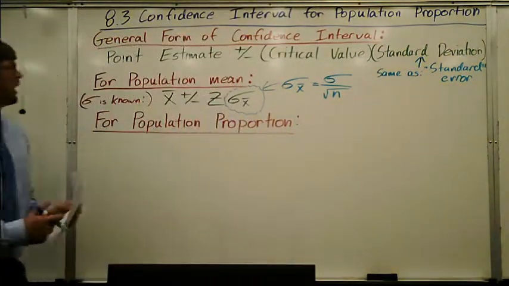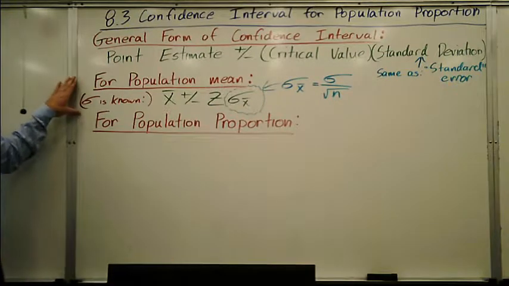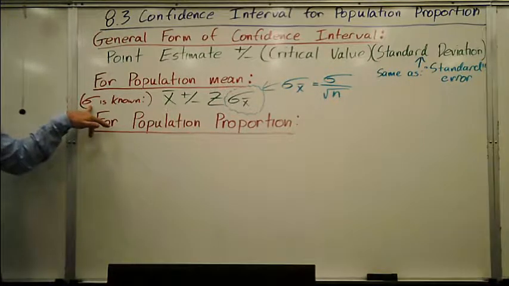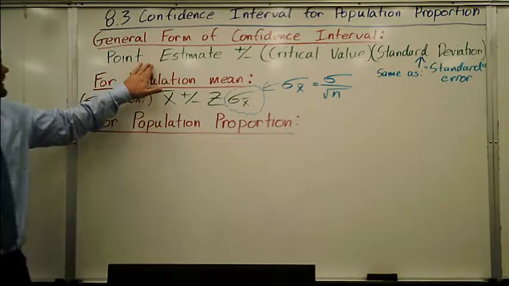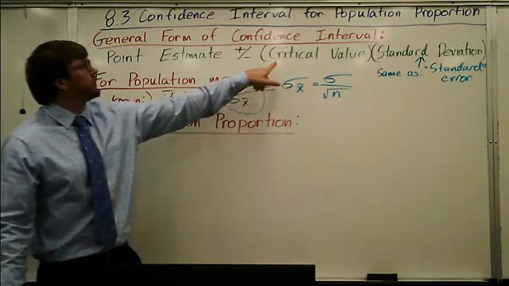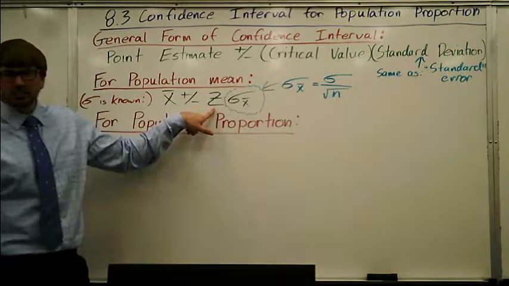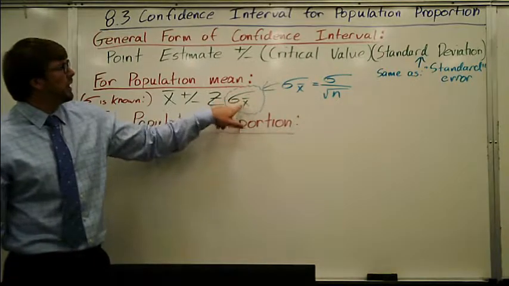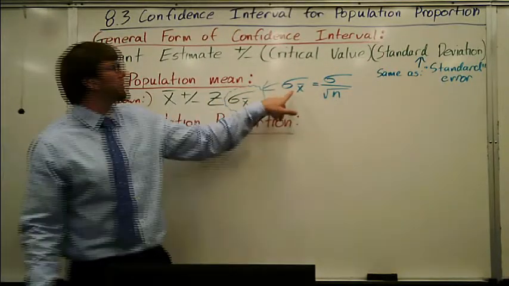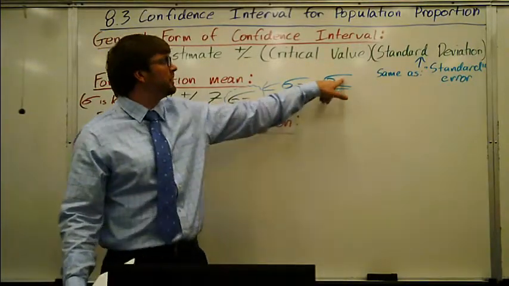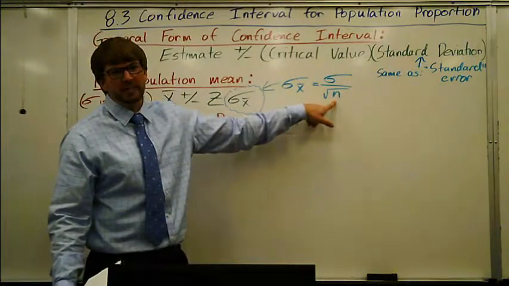Alright, so I just want you guys to recall that when you were finding a confidence interval for the population mean, if the population standard deviation was known, of course your point estimate is your sample mean, add and subtract the critical value, in this case a critical z value, multiplied by the standard deviation of the sample mean. And furthermore, the standard deviation of the sample mean is equal to the population standard deviation divided by the square root of the sample size.